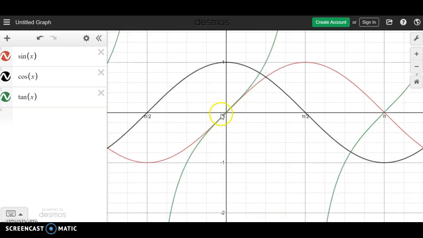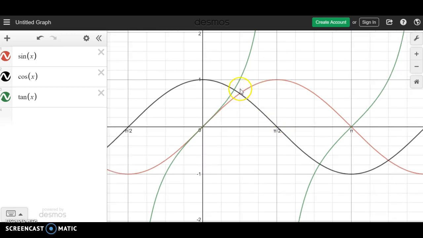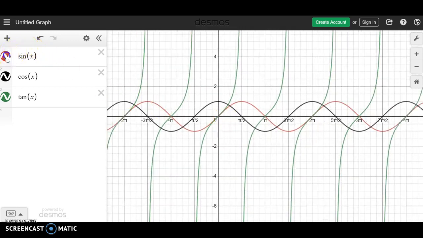So the tangent of 0 is 0, because sine of 0 is 0 and cosine of 0 is 1. It's 0 over 1. At pi over 2, it's not defined, because sine is 1, but cosine is 0, and you can't divide by 0. When the two cross, the tangent's exactly at 1, because sine and cosine are the same. So what we get is this general shape for our tangent.